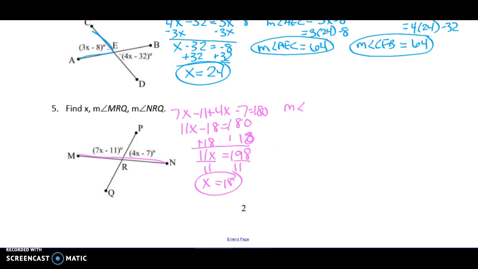So now we have to find the measure of angle MRQ. So looking at my picture, MRQ is here. These also create vertical angles, which means I know that opposite angle has the exact same measurement. So MRQ is 4x minus 7. But x is 18. So MRQ is going to be 65.